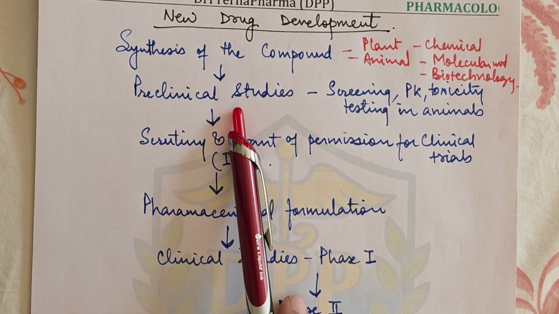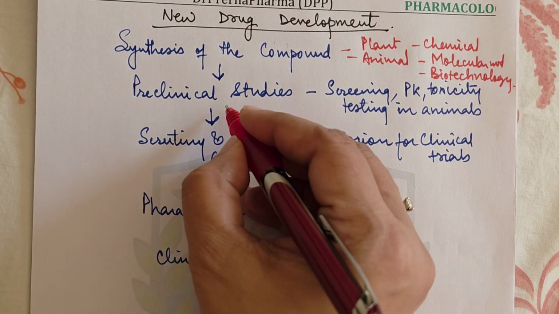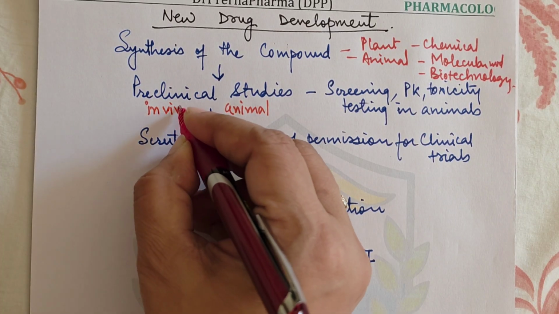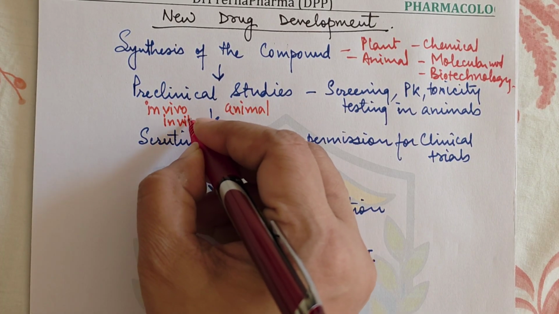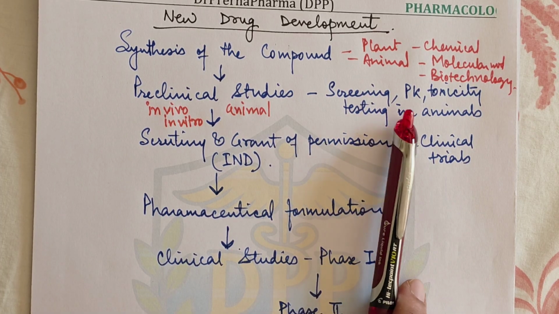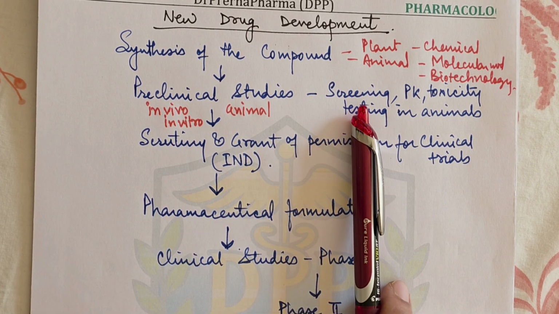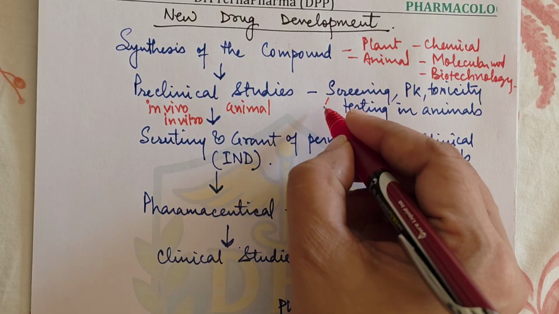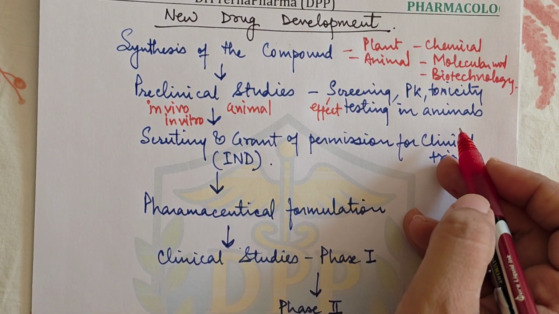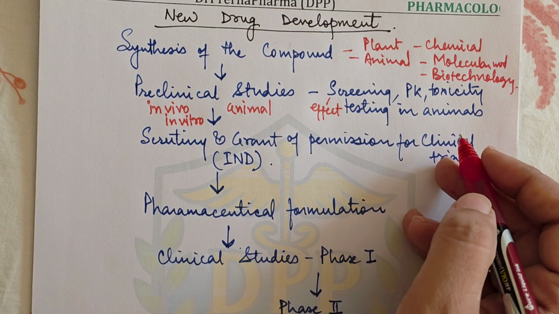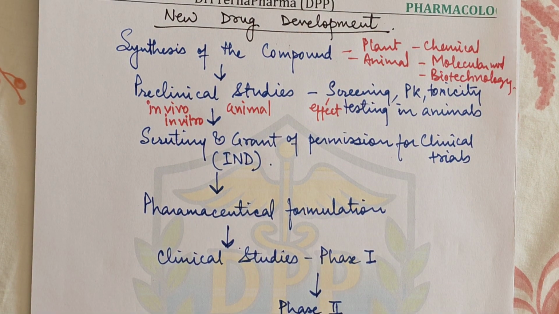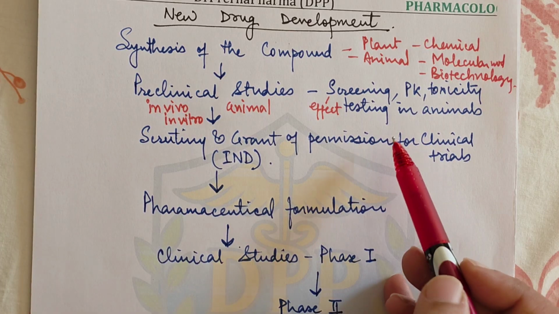After that, the preclinical studies are done, which are primarily animal studies, and in this we have in vivo studies as well as in vitro studies, right? So in these studies we do the screening, we do the evaluation, we test on our animal models. By screening we actually find out the effect, the pharmacodynamics of the drug, pharmacokinetics, toxicity testing, acute toxicity, subacute toxicity, short-term toxicity, chronic toxicity. These are the things which we actually study.